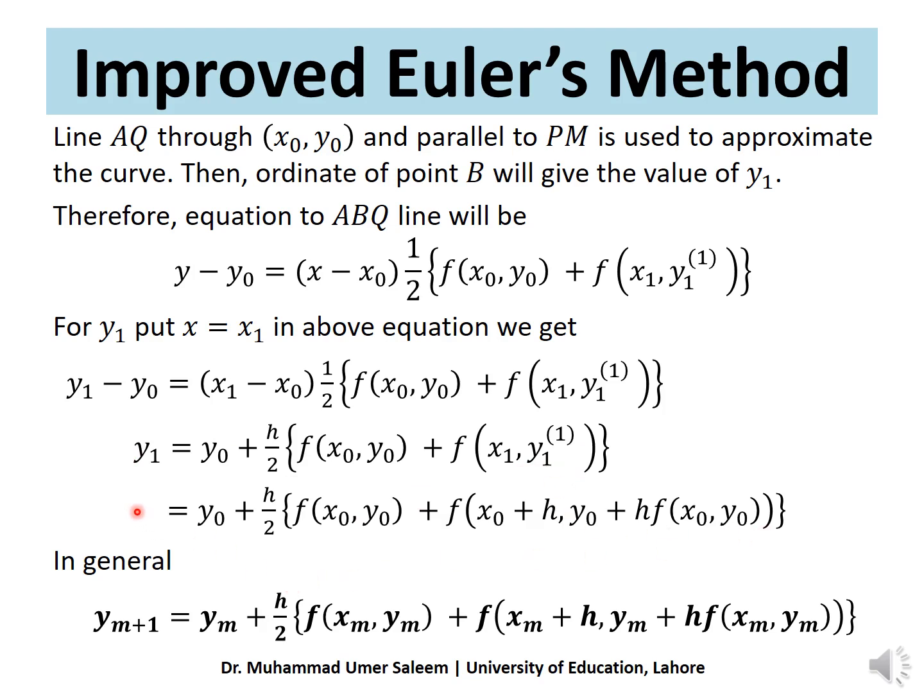Now if you look at this last equation, this is workable. So to find out y1, you need only y naught and x naught. Look at the whole equation. So in general, we can write this equation as this one: y m plus 1 is equal to y m plus h by 2 [f of x m, y m plus f of x m plus h, y m plus h f of x m y m]. This is known as improved Euler method.